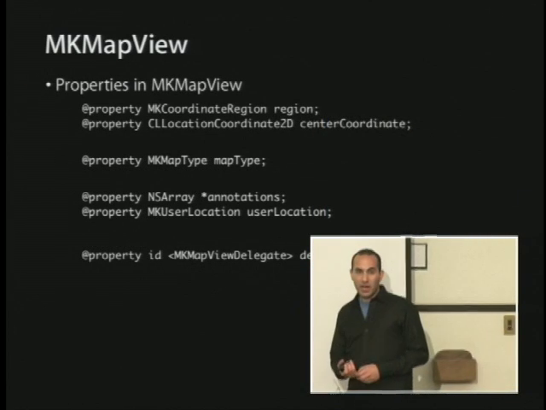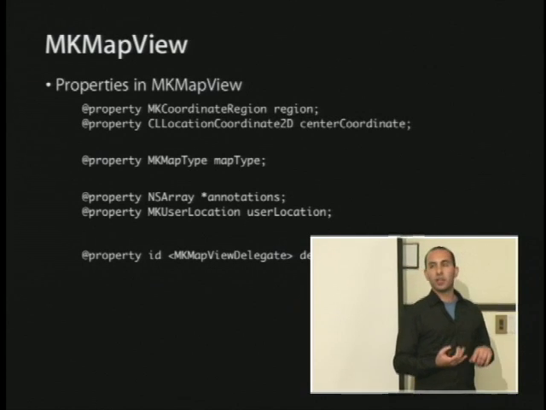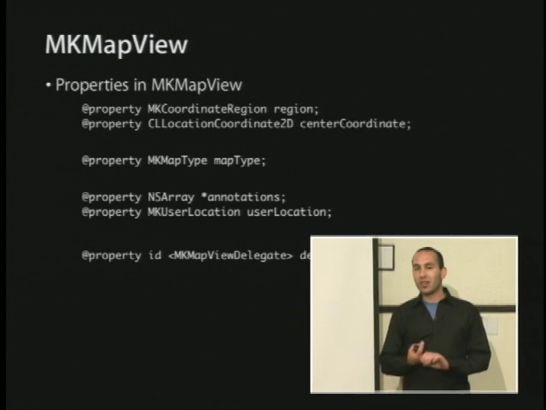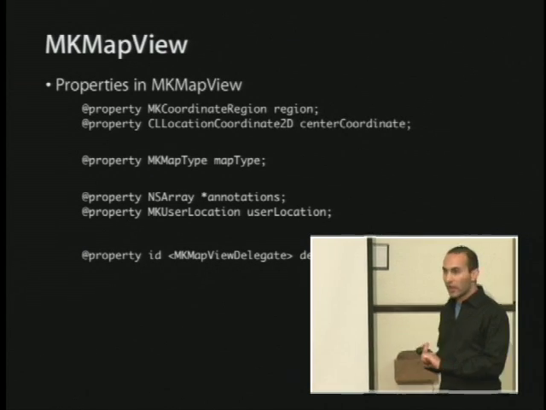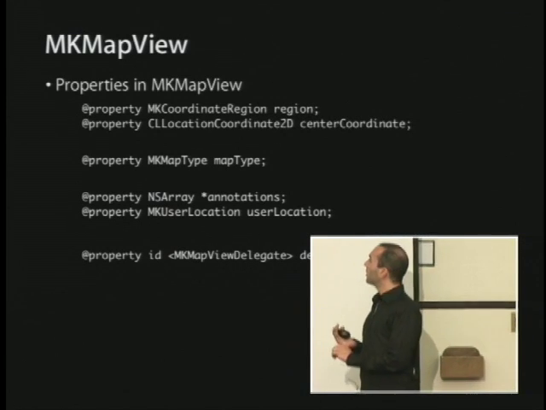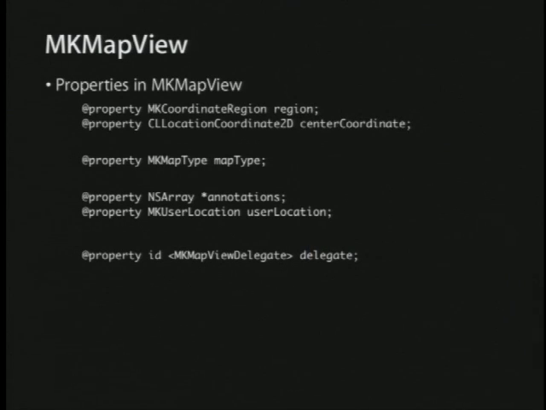You can set the map type. Again, that's the hybrid map or satellite. You can add annotations, remove annotations. You can get an array of annotations, and we'll look at what those are in a minute. You can ask for the user location. You can't set the user location. And you can set yourself up as a delegate, and there's some interesting delegate methods that MapView gives you.